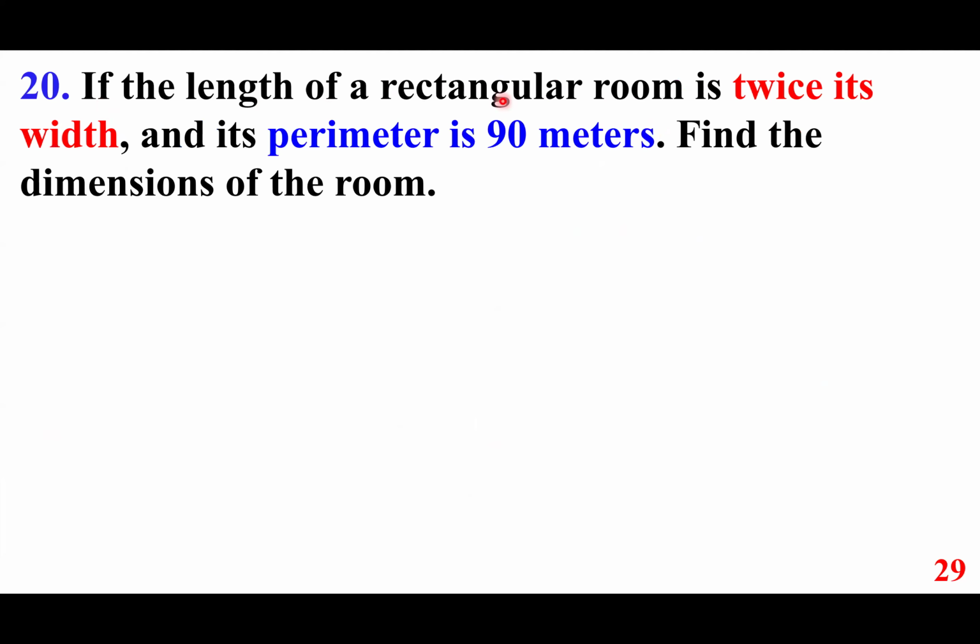If the length of a rectangular room is twice its width and its perimeter is 90 meters, find the dimensions of the room. Well, we have a rectangle. We have the width, the smaller side. We have the length, the larger side, which is 2 times the width. So we're going to say W, L equals 2 times W. And the perimeter is 90. That means 2L plus 2W is 90.